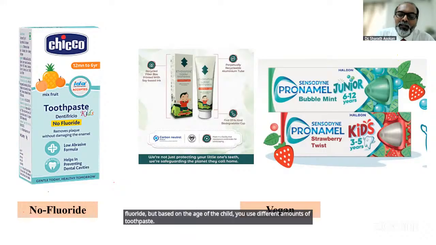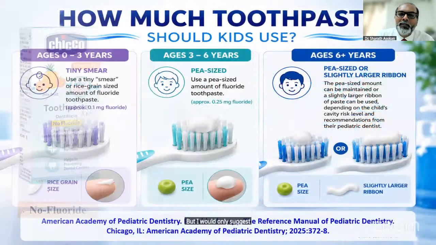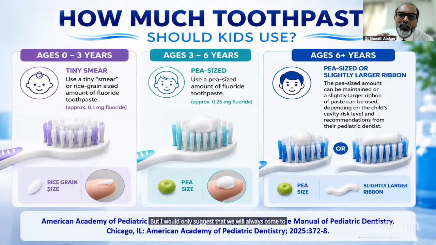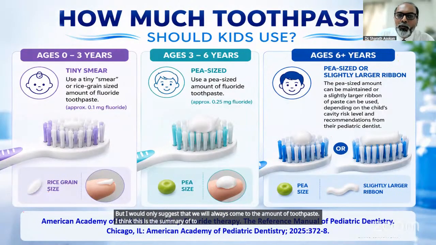So some of the parents might come and ask you about Chicco toothpaste or Mamaearth toothpaste, and then you have vegan toothpastes, which are also available. But I would only suggest that we always come to the amount of toothpaste. I think this is the summary of toothpaste. The amount of toothpaste is important.